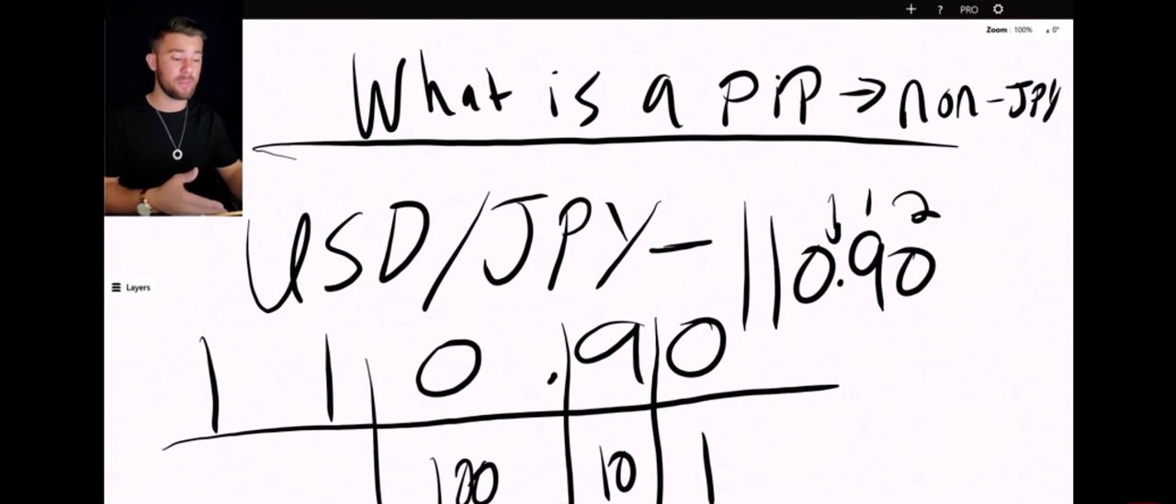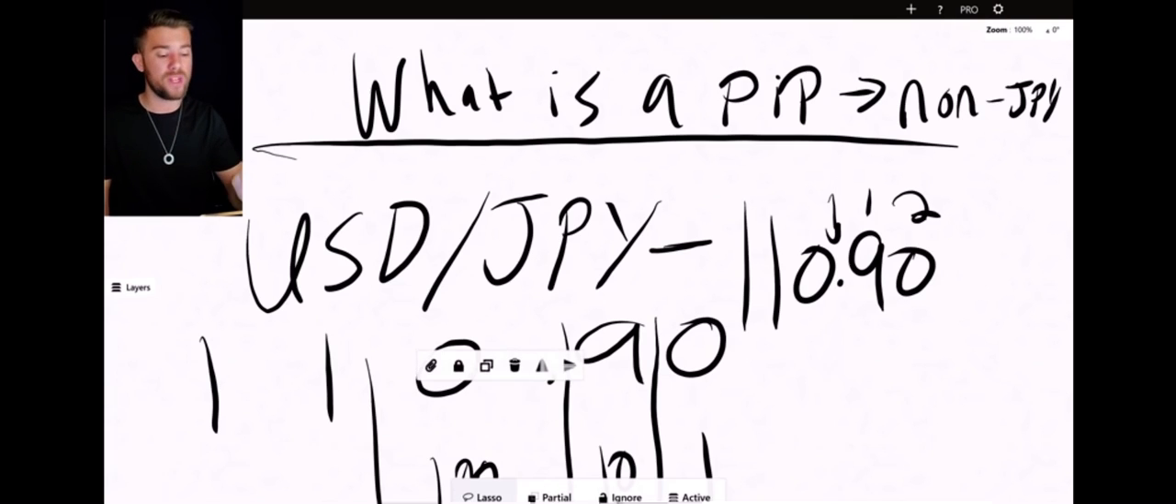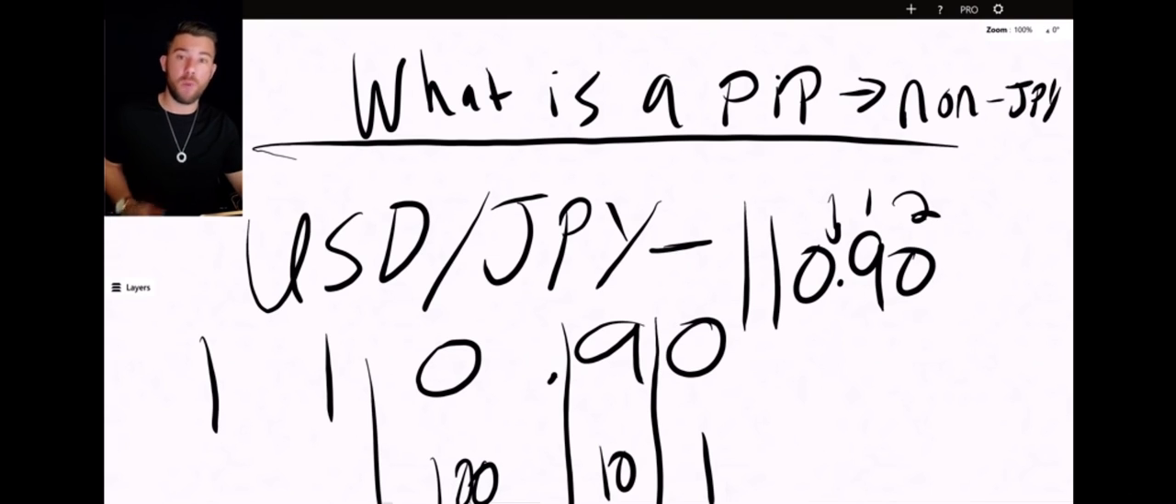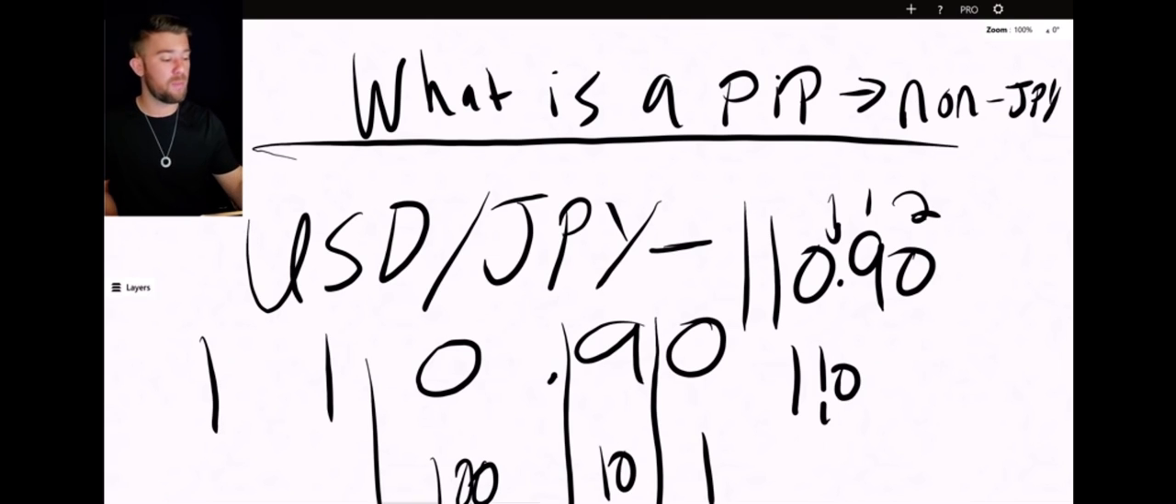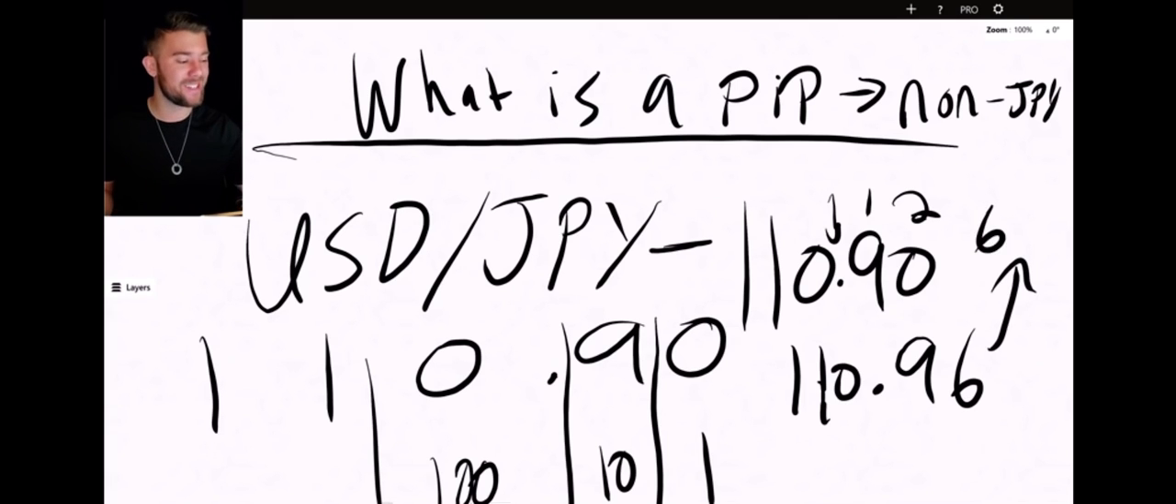So with this in place, let's ask ourselves a very familiar question for this video: if this market moved from 110.90 to 110.96, how many pips did it go up? If the market moved this amount, how many pips is that this market just rose? Well, if we look at the ones, it goes from 0 to 6. Therefore, this market would have risen by 6 pips.